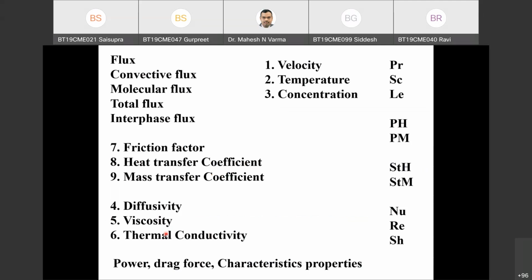Okay, so this is the summary of what we have covered. Maybe in a couple of classes I will make you realize these things. What we have done till now: we started our subject with flux, then discussed convective flux and molecular flux, and the summation of these gives the total flux, and the total flux at an interface gives the interface flux.